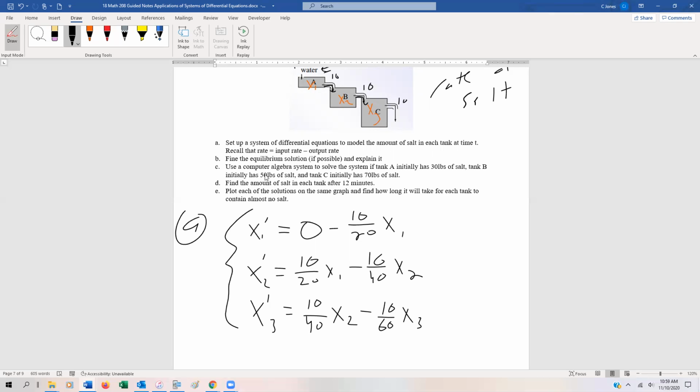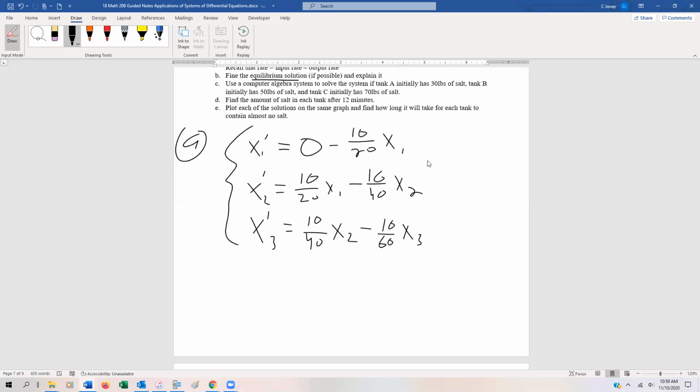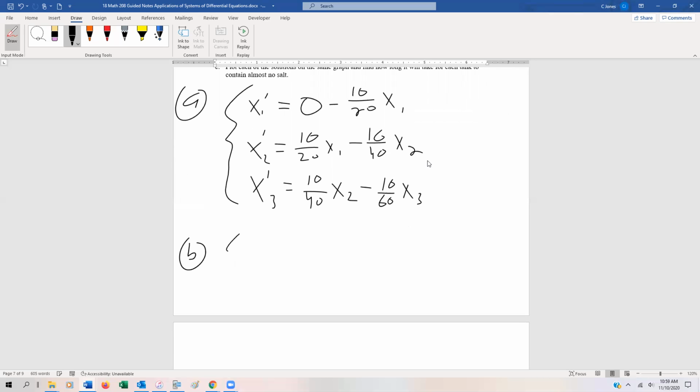And in part B, we want to find the equilibrium solution. So in part B, we're just going to say 0 equals minus 1/2 x1. And all I'm doing is simplifying the 10 over 20. 0 is going to be equal to 1/2 x1 minus 1/4 x2. And then finally, 0 is going to be equal to 1/4 x2 minus 1/6 x3. And so what does that mean for the equilibrium solution? In other words, when is the rate of change going to be non-existent?